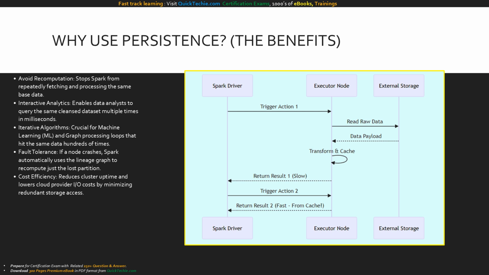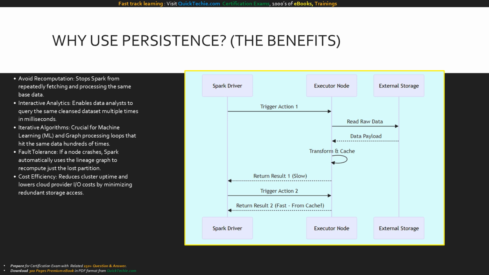Take a close look at this sequence diagram. It clearly contrasts the first action execution with the second. At the very top, when the Spark driver requests Action 1, the executor is forced to go all the way out to external storage to read the raw data. It pulls that data in, applies your transformations, caches it internally within its RAM, and finally returns the result to the driver. This is a slow, expensive round trip.